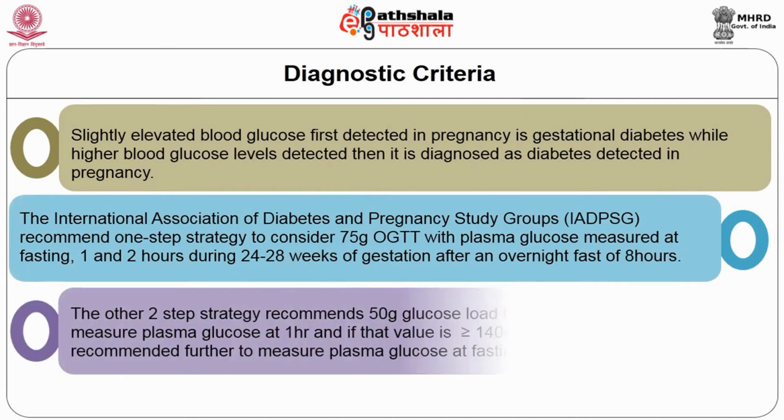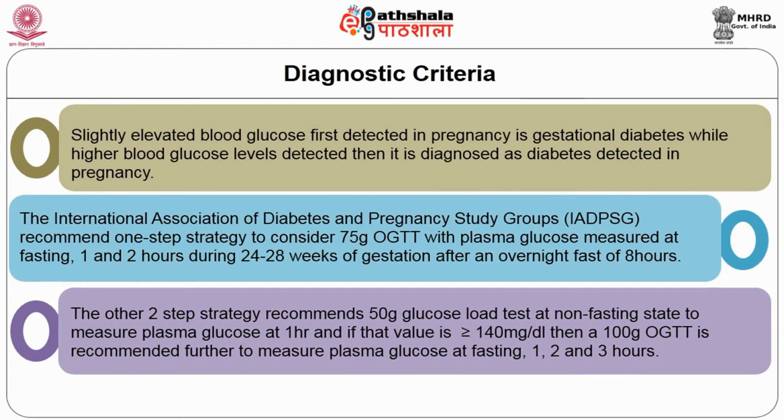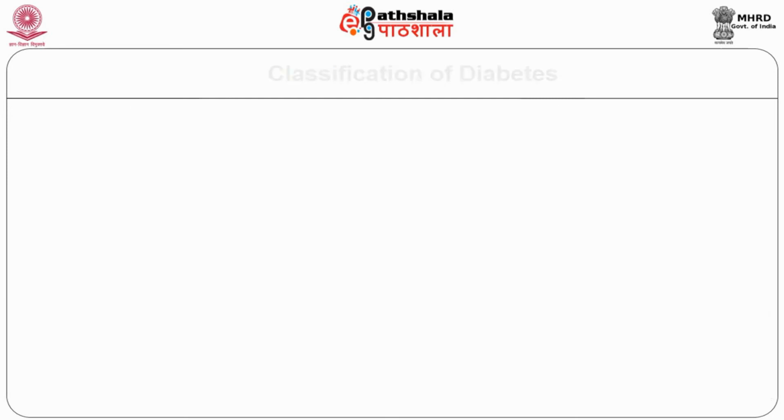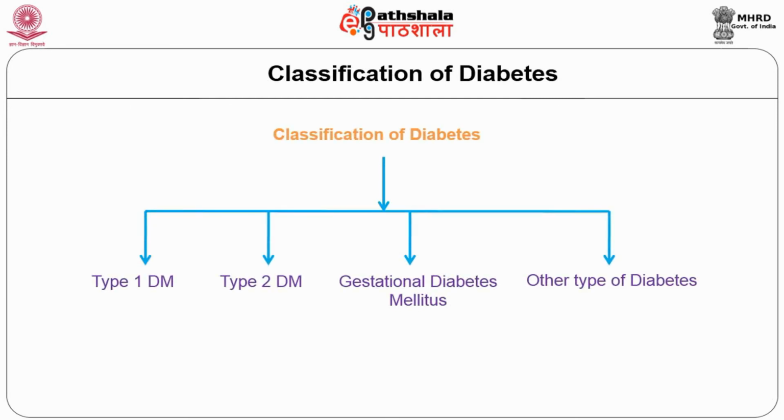after an overnight fast. Whereas the other two-step strategy recommends a 50 gram glucose load first and then 1 hour, and if the value is greater than 140, then 200. OGTTs recommend measuring plasma glucose at 1, 2 and 3 hours. Diagnosis of GDM is confirmed based on the cutoff points. So now we have learned the overview, what diabetes is, how the screening is needed and the diagnostic criteria. Having diagnosed a person with diabetes, the next step is to see what the various types are. How do you classify what type of diabetes the person has got?